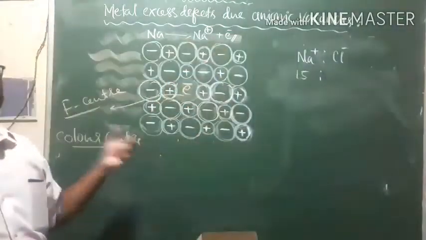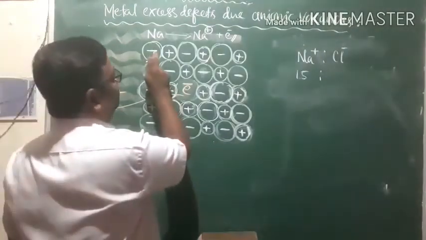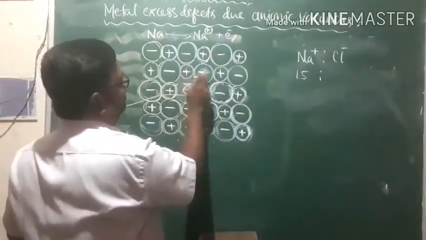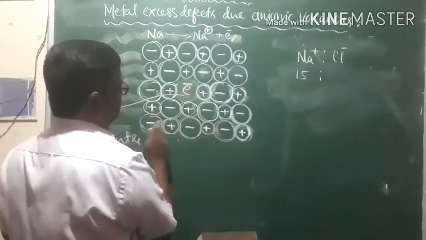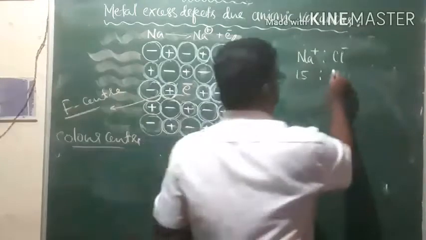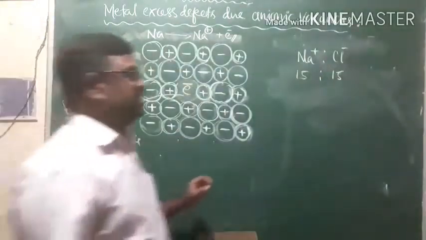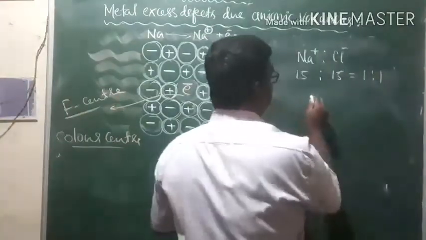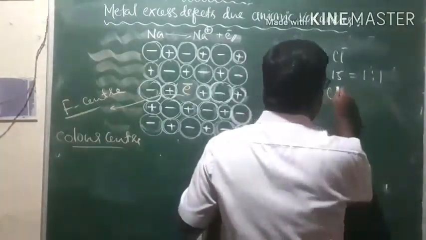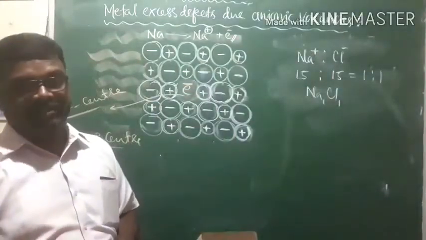In this particular lattice, there were 15 Na plus ions. How many Cl minus were there? 3, 6, 9, 12, and 15. Before the defect is introduced, they are in the ratio of 1:1. Therefore, the formula of sodium chloride was Na1Cl1. Yes, this is before the defect takes place, right?